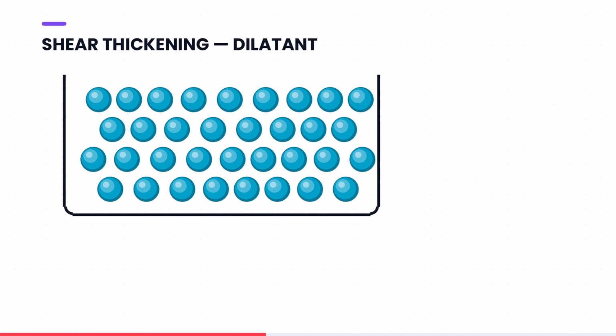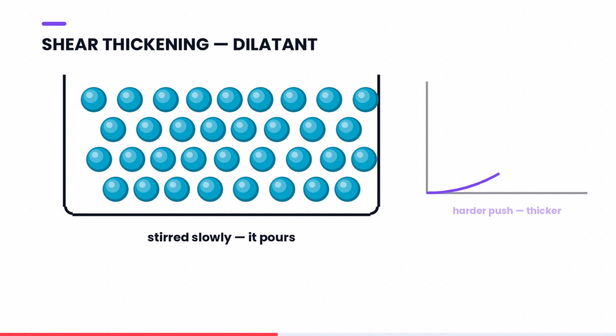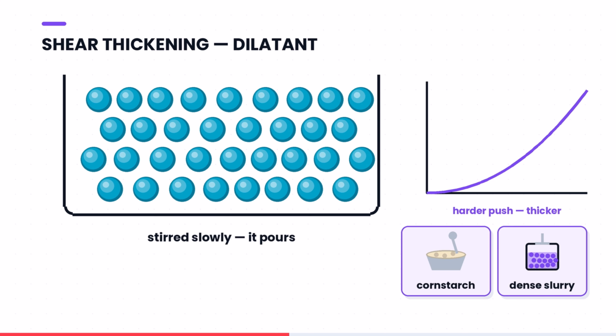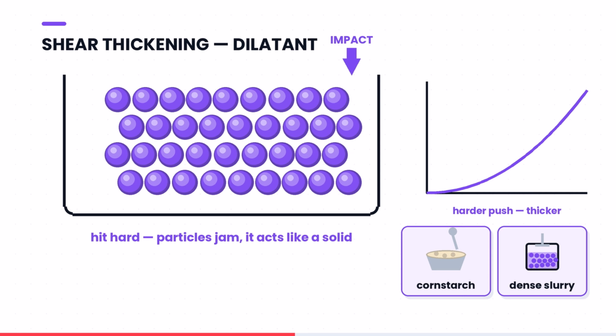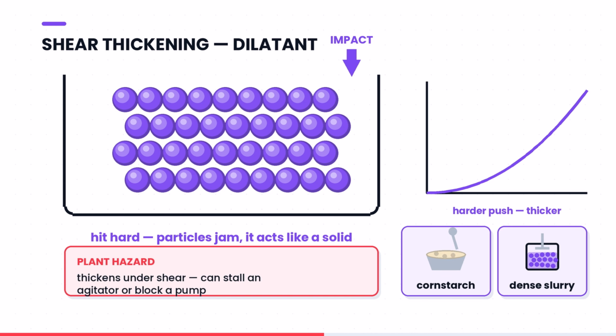The opposite also exists. Shear thickening, or dilatant behavior. Cornstarch stirred into water is the classic example. Stir it slowly, and it pours like a liquid. Hit it hard, and the particles are forced together faster than the liquid can flow between them. They jam, and it behaves like a solid. Dense mineral slurries do the same thing. In a plant this is a hazard. A dense slurry that thickens under shear can stall an agitator or block a pump.